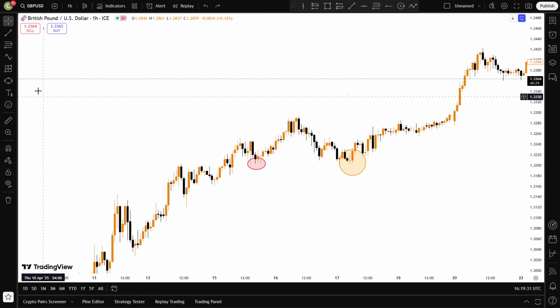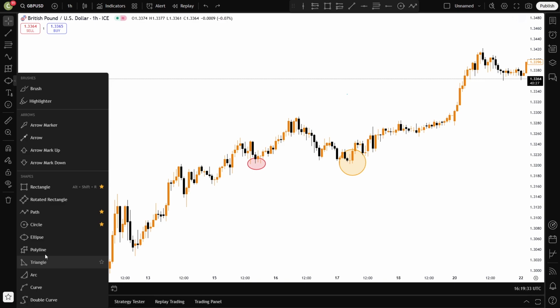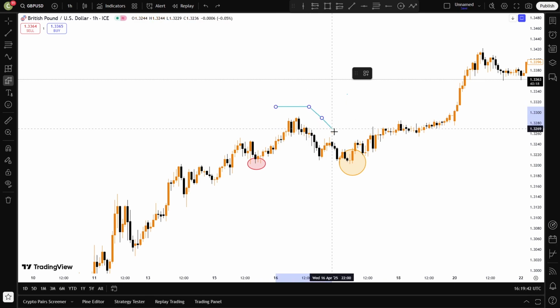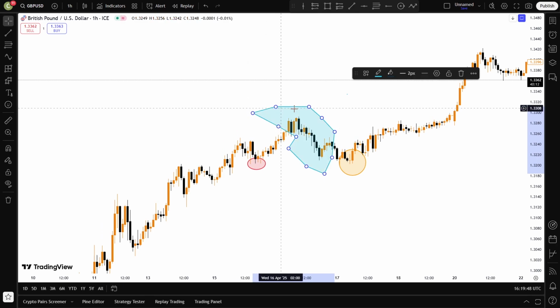And the next tool under the ellipse tool is the polyline. So the polyline connects multiple points using straight lines. So for example, you can just create these points and then connect at the end, and you see you have your shape drawn by connecting all the points that you created.